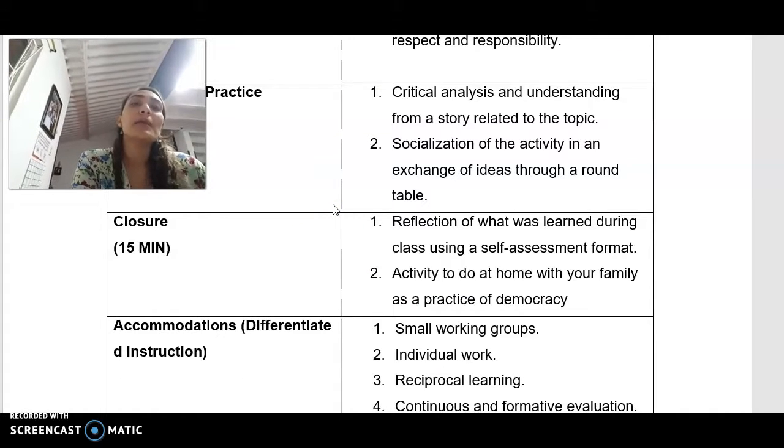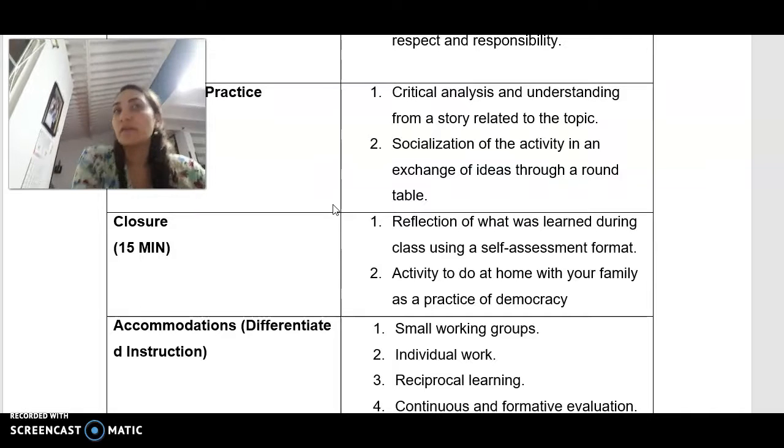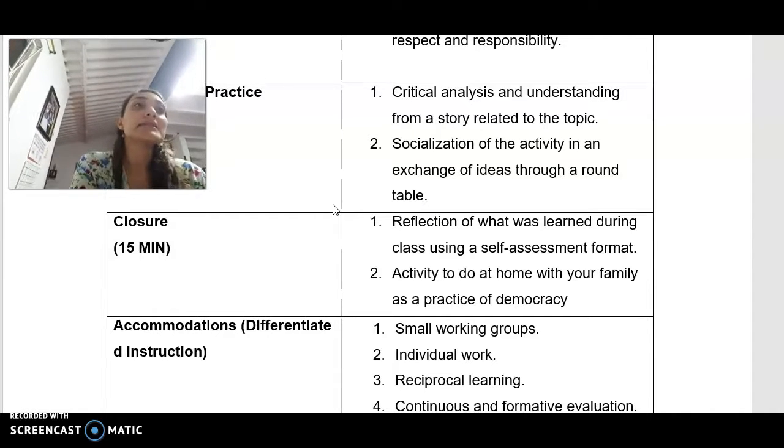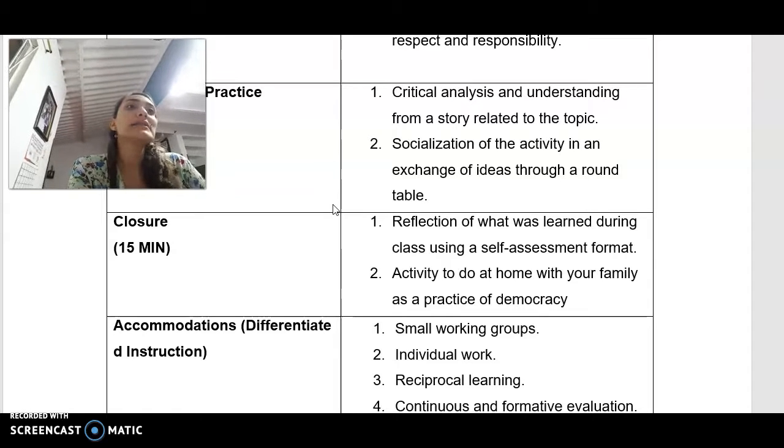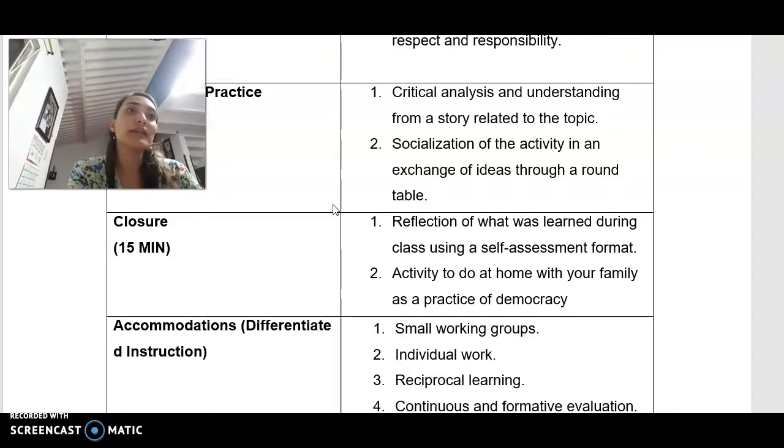Independent practice. First, individual critical analysis and understanding from a story related to the topic. Second, socialization of the activities in an exchange of ideas around the table.